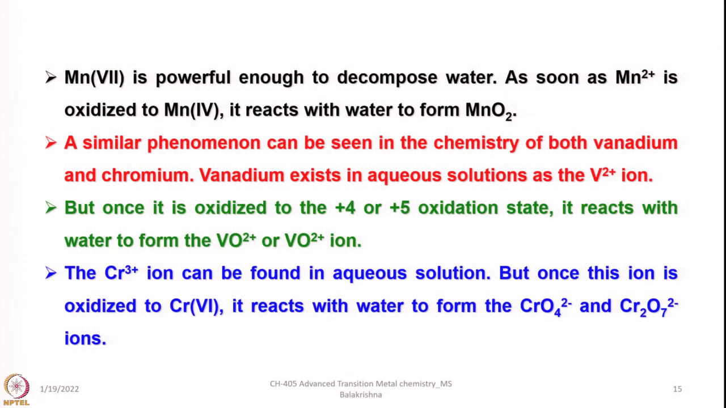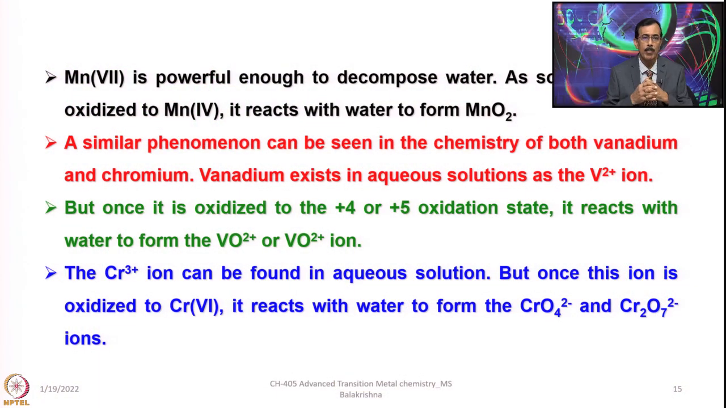A similar phenomenon can be seen in the chemistry of both vanadium and chromium. Vanadium exists in aqueous solution as the V2+ ion, but once it is oxidized to plus 4 or plus 5 oxidation state, it reacts with water to form VO2+ or VO2+ ion. Similarly, chromium 3 ion can be formed in aqueous solution, but once this ion is oxidized to chromium 6, okay, as in case of potassium dichromate, it reacts with water to form CrO4 2- and Cr2O7 2- ions.